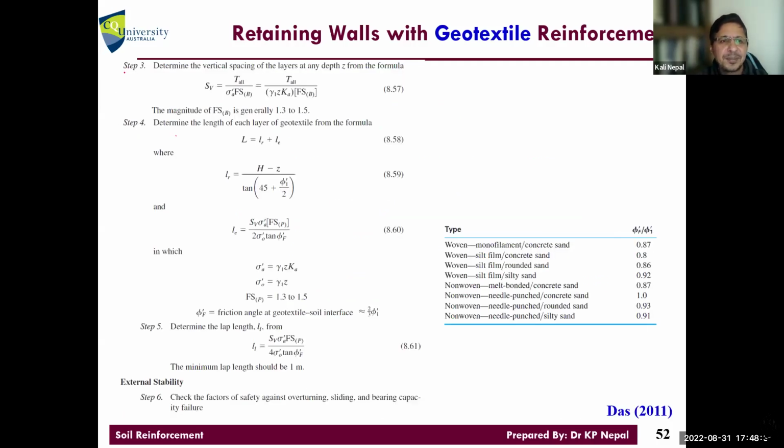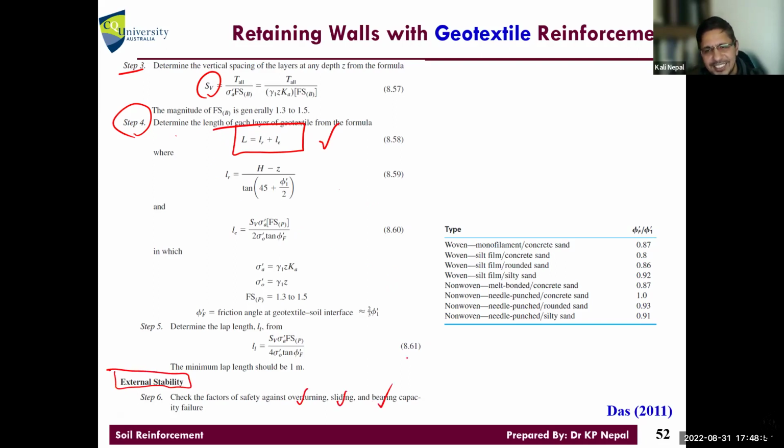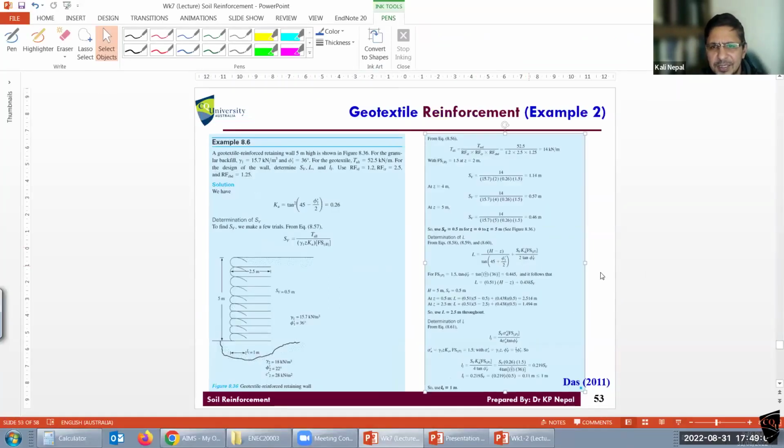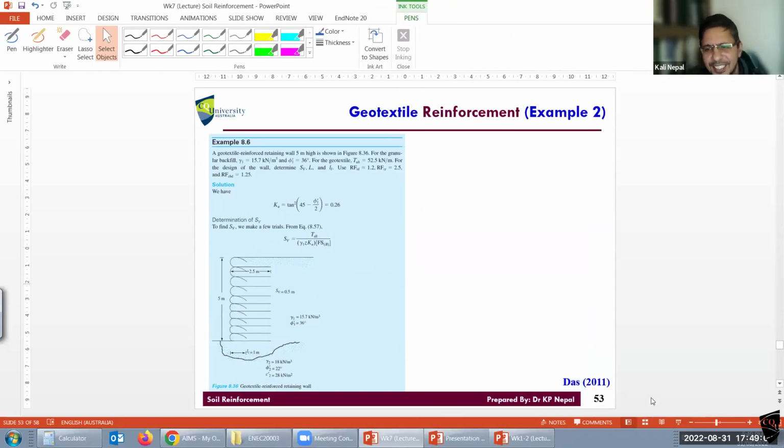And step 3, you calculate vertical spacing. Step 4, you calculate length. You remember that length? Same equations we used before. Yeah, exactly that. And then you just check the external stability. Again, what? Overturning, sliding, and bearing capacity. Same process, yeah, just some different formulas. Okay, let's do this example now. Oh, I have a lot. I just don't want to discard that. So delete that part first, and then let's try to do this problem.